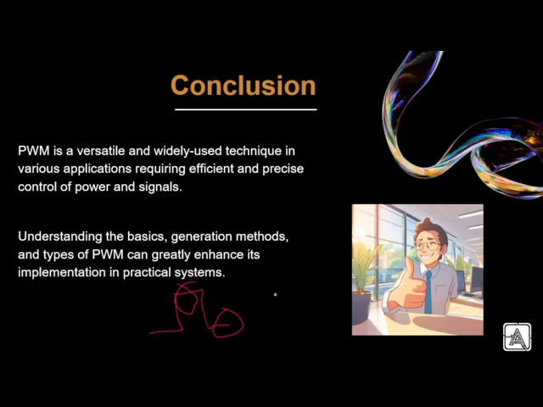So why are we using PWM? Because it is power efficient and thus energy efficient. And second, it has linear characteristics. And thus it is a widely used technique in various applications requiring efficient, precise control of power and signal.